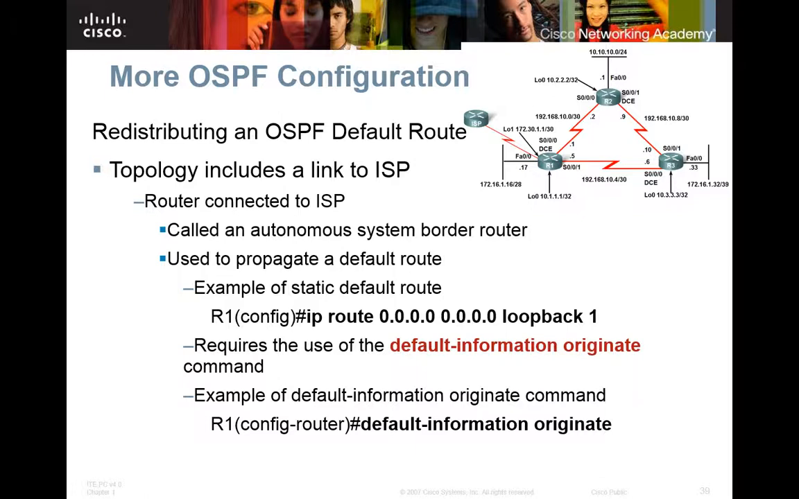Then we start getting back into the IP routes, the static default routes. Remember, if you're going to propagate that IP route, you have to say default-information originate, right?